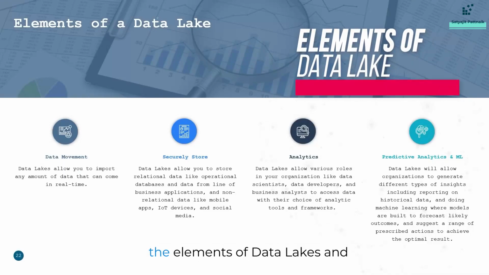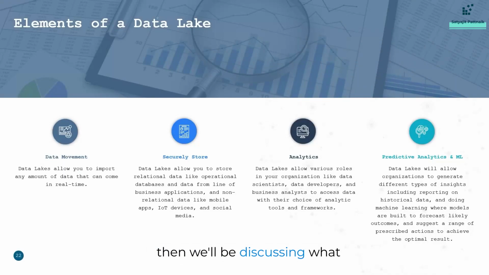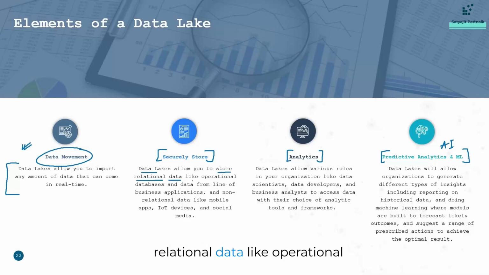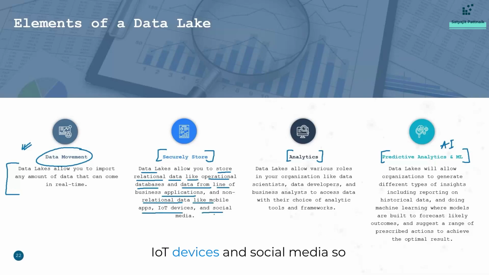Let's try to talk about some of the elements of data lakes. And then we'll be discussing what are the benefits of data lake. Some of the elements of data lake are data movement, secure storage, analytics, and machine learning, or you can also call it AI. Data lakes allow you to import any amount of data that can come in real time. Data lakes allow you to store relational data like operational databases and data from different line of business applications, and non-relational data like mobile apps, IoT devices, and social media. So you will be able to store it with secure storage.